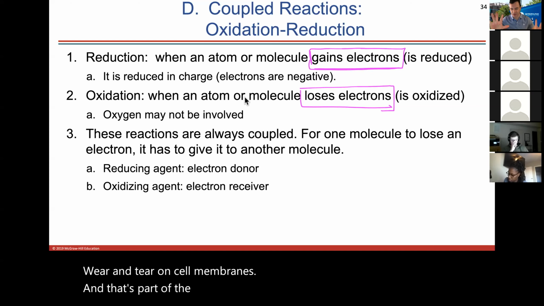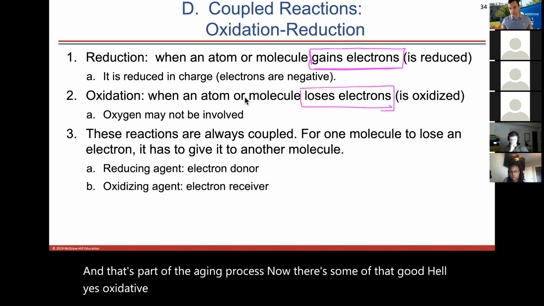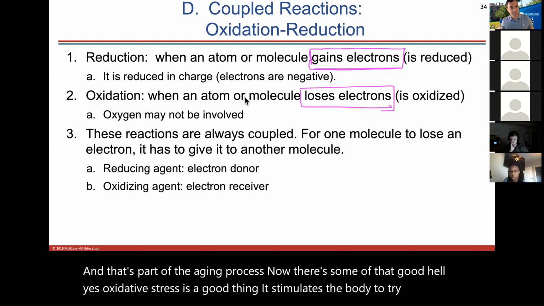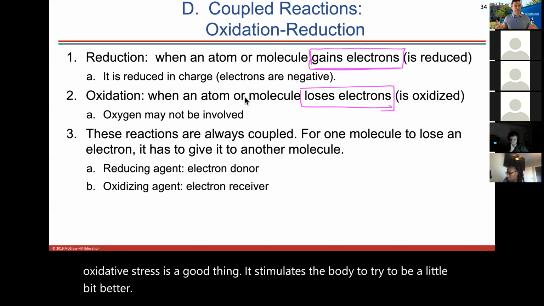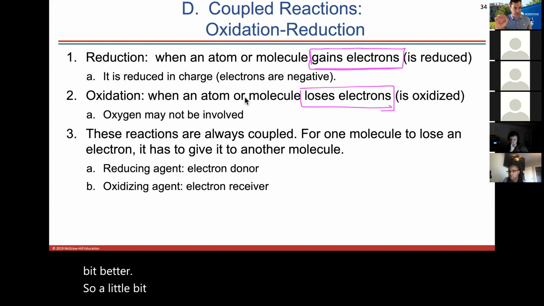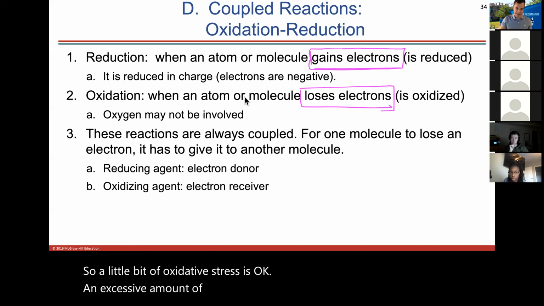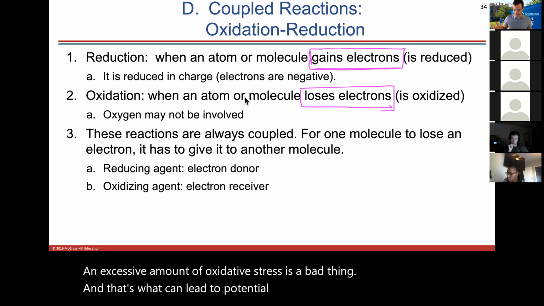Now, is some of that good? Hell yes. Oxidative stress is a good thing. It stimulates the body to try to be a little bit better. So a little bit of oxidative stress is okay. An excessive amount of oxidative stress is a bad thing. And that's what can lead to potential disease. Okay? Make you look older.